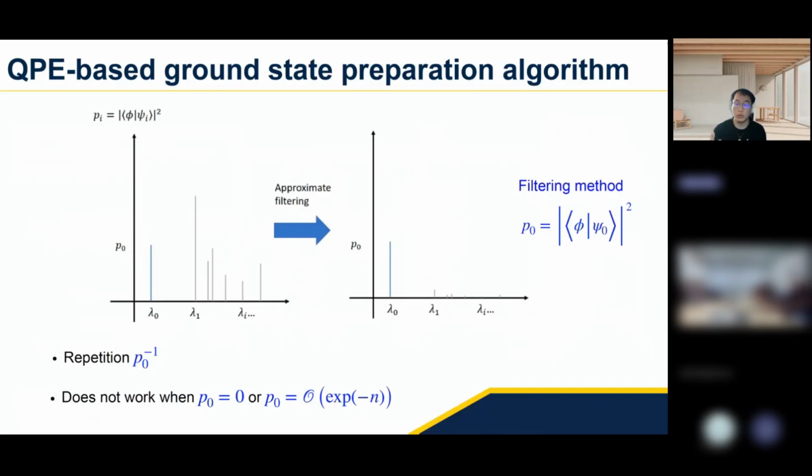Here, I only want to introduce one of them, which has theoretical guarantees. This is called the QPE-based algorithm. Basically, in the QPE-based algorithm, we have an initial state phi, and then we try to draw the energy landscape of my initial state phi. Here, p_i is defined to be the initial overlap between my initial state phi and the ith eigenvector of my Hamiltonian. Then the QPE-based algorithm is essentially a filtering algorithm.